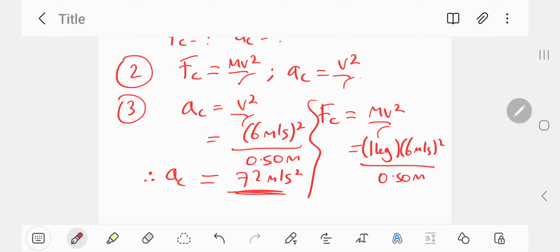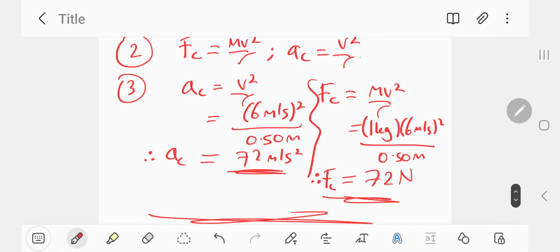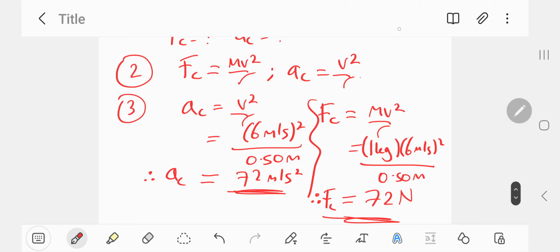You could also just do v squared over r in this case, because you're just multiplying everything here by 1, right? M is just 1. So you get the same answer of 72. However, it's not meters per second squared, it's newtons. So that's how you do this problem. Straightforward, just substitution. Let's do another example.